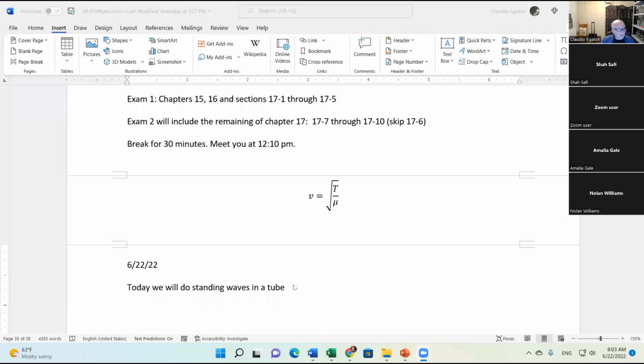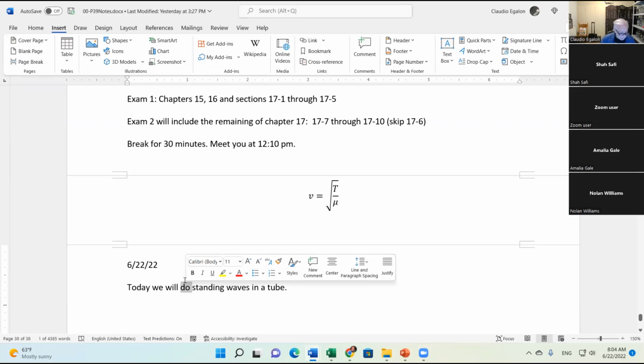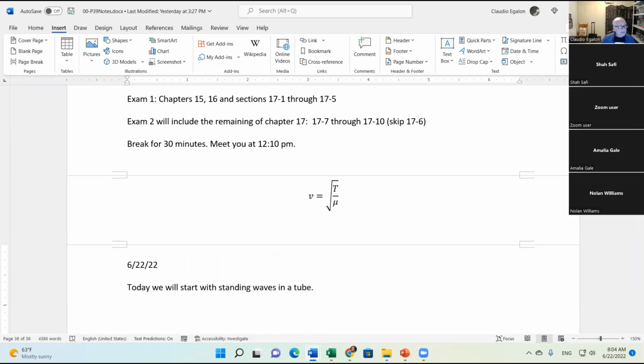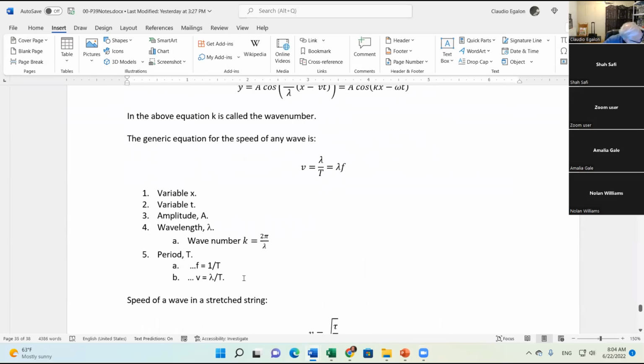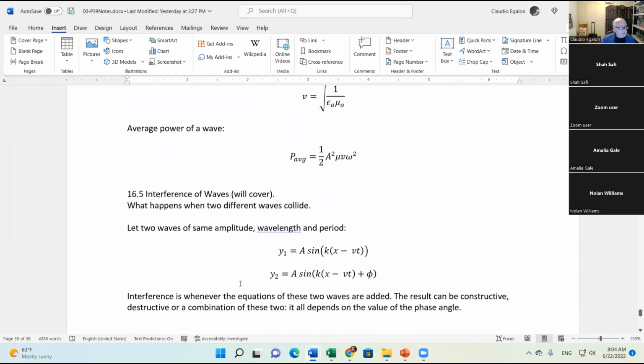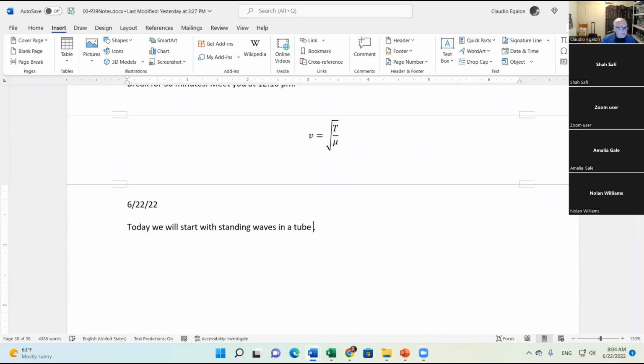We're going to do standing waves in a tube, okay? So we will start with standing waves in a tube. So that's what it is, 17.7. That's section 17.7 in the book.